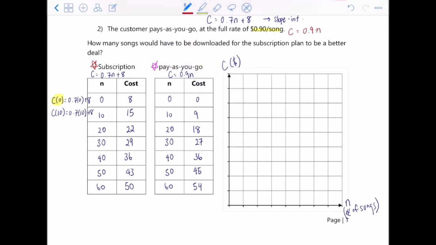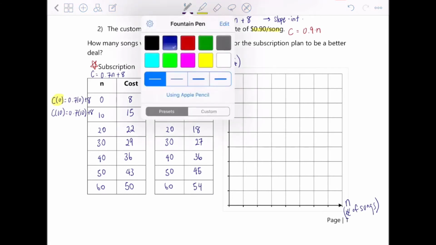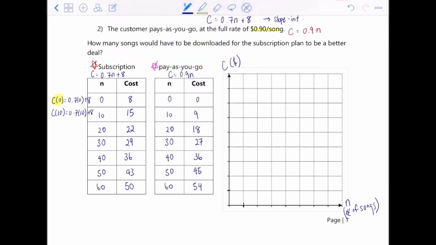All right, so let's set our increment. I'll set n to go up by 10 because that's what we set up here. So it starts at 0, goes up by 10, so 30 and 40, 50, 60, and I'll do the same thing for cost. We'll go up by 10, so 10, 20, 30, 40. I'll go up to 60 for now.